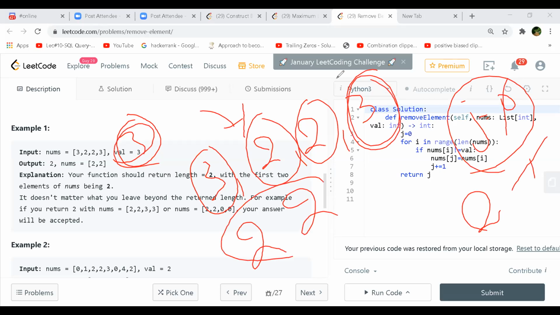So just to return, by this time the length of J will be 2, and that will return. Right. But there is a disadvantage of this approach. If you notice, what we're actually doing is copying all the elements that are not equal to the value, right?